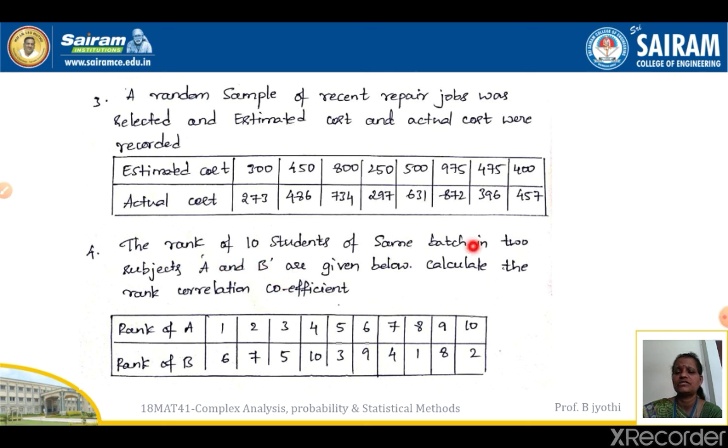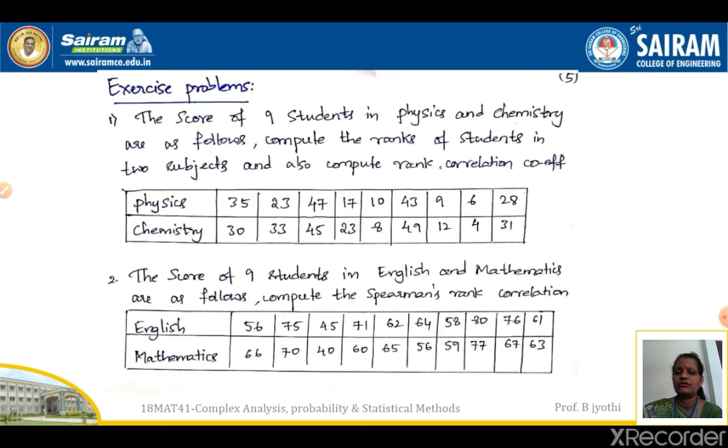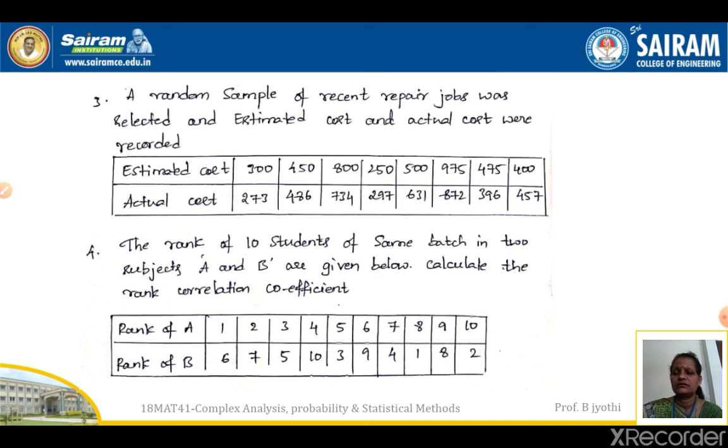Similarly, the ranks of 10 students of the same batch in 2 subjects A and B are given below. Calculate the rank correlation coefficient. So rank A and rank B have been given directly, so you can calculate it.